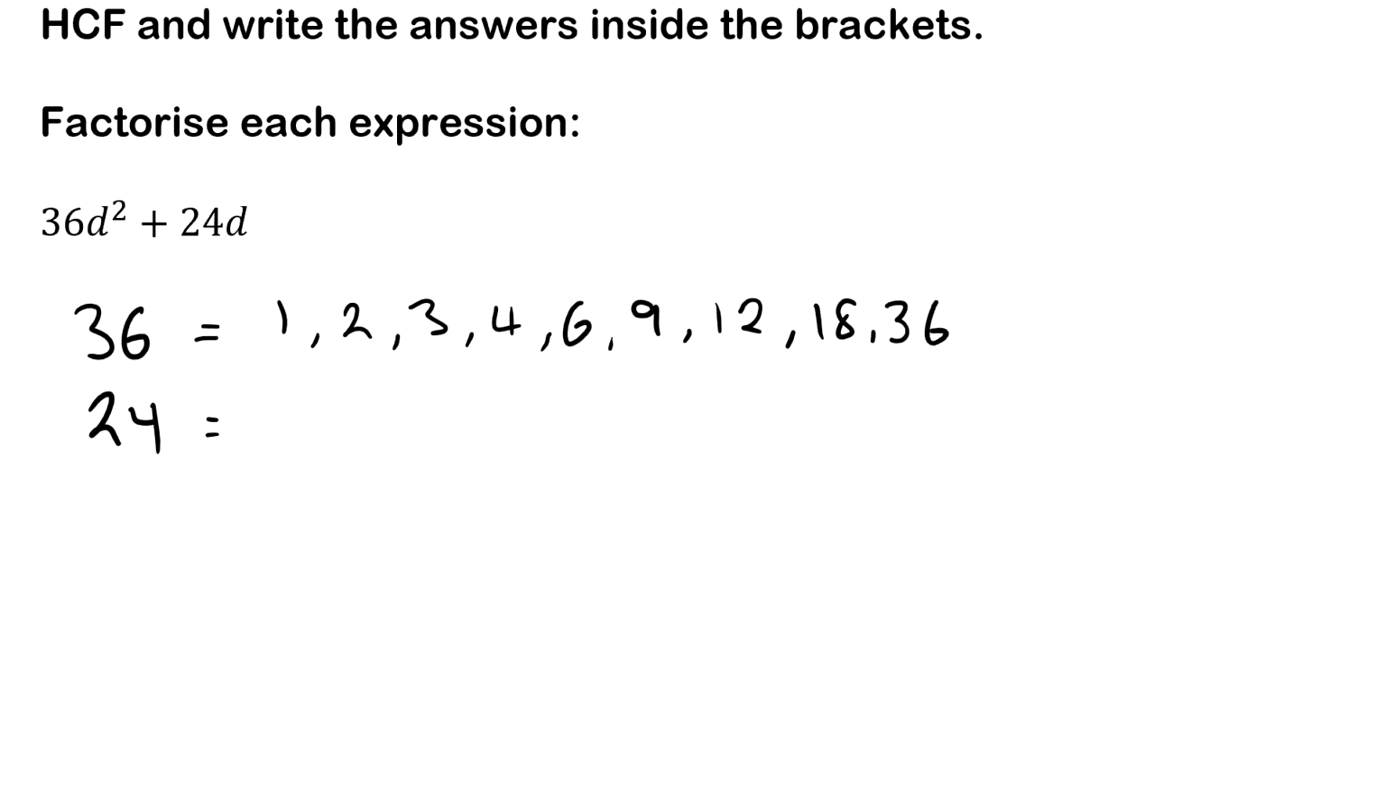You may wonder how I found those. So 1 times 36 is 36, 2 times 18 is 36, 3 times 12 is 36, 4 times 9 is 36, and 6 times 6 is 36. So that's how we find our factors.